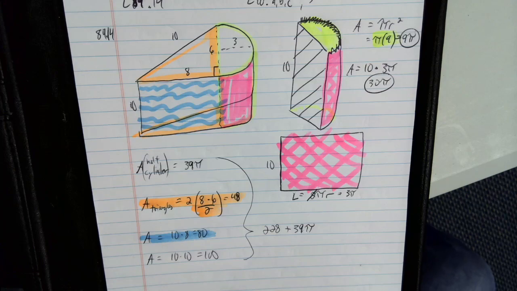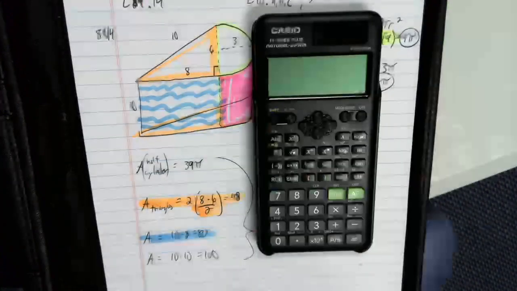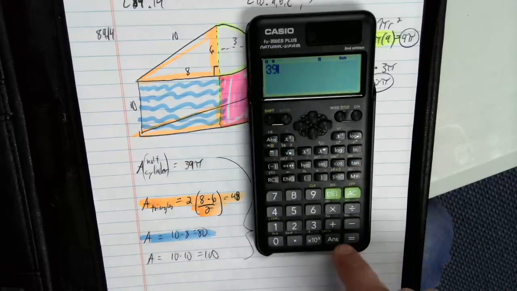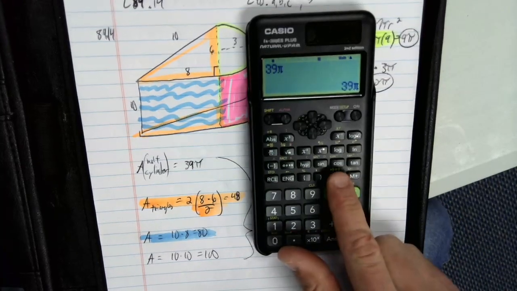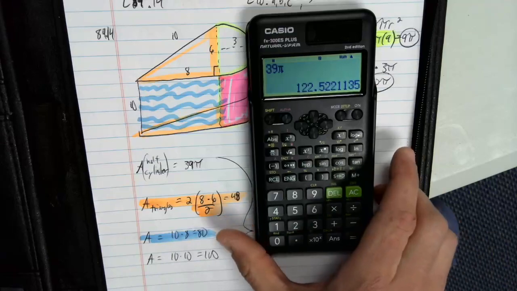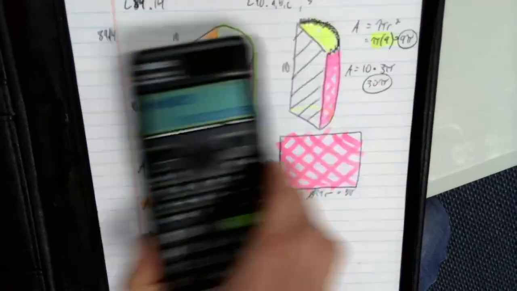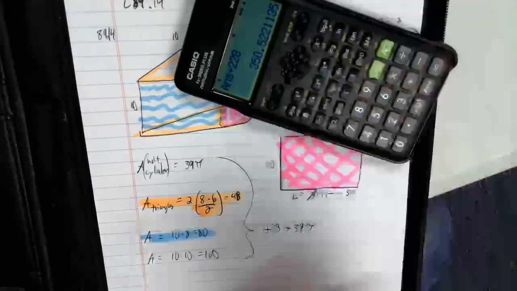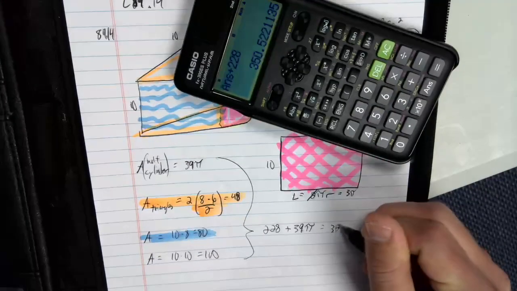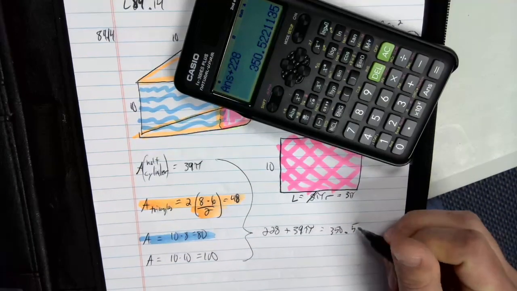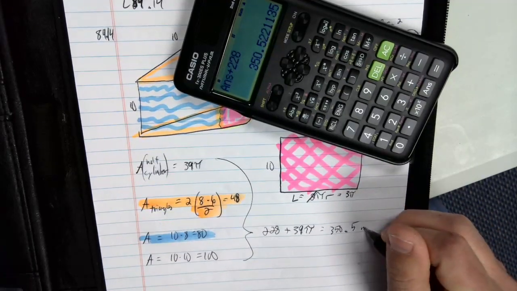Might be extra credit. Okay, so we're going to type it in. We're going to say 39 pi. That's 39 pi, right? Then we've got the decimal approximation, and then we're going to add 228. What do we get? 350.5. That sounds good to me. Meters squared.